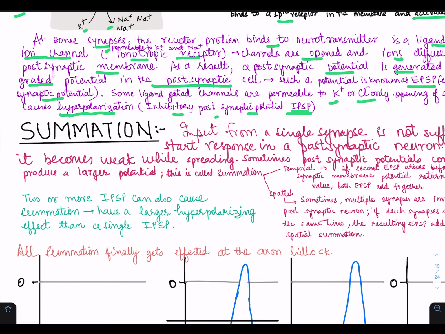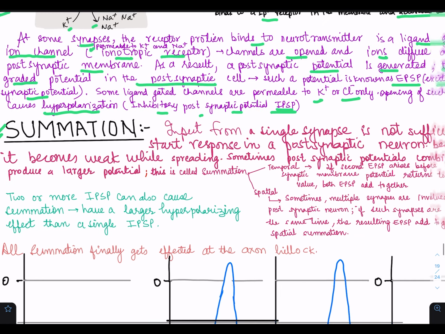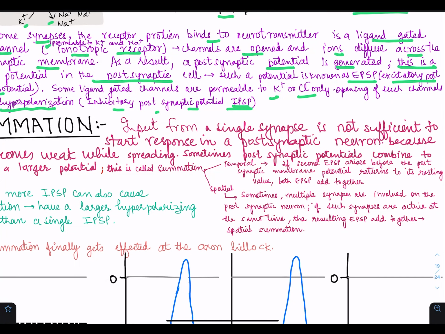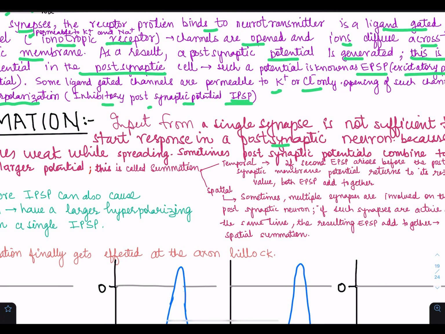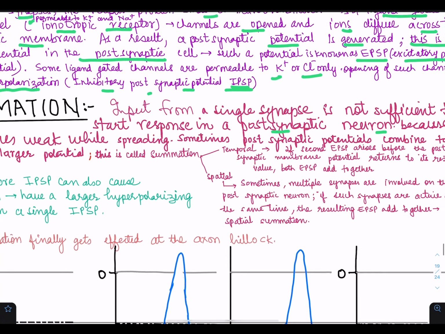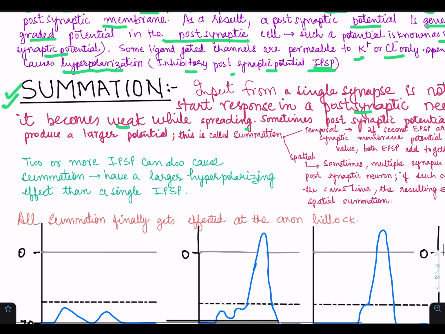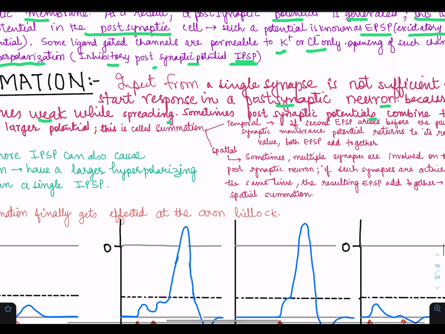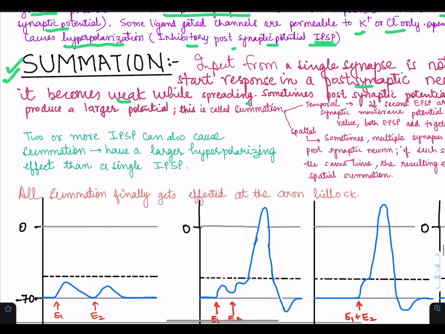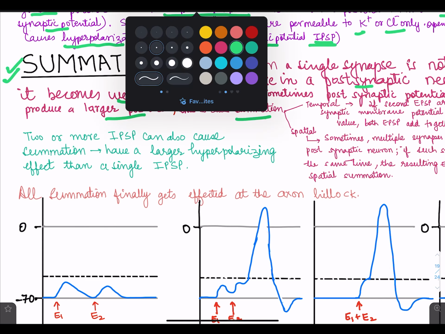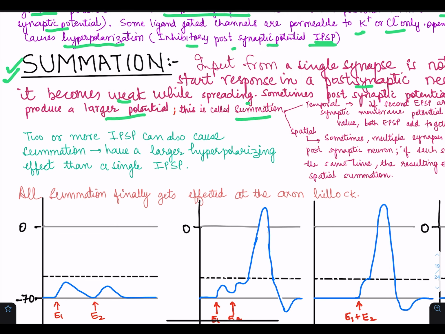Now we study about summation. Input from a single synapse is not sufficient to start a response in a postsynaptic neuron because it becomes weak while spreading. Sometimes postsynaptic potentials combine to produce a larger potential. This is called summation, and this summation can be temporal or spatial.